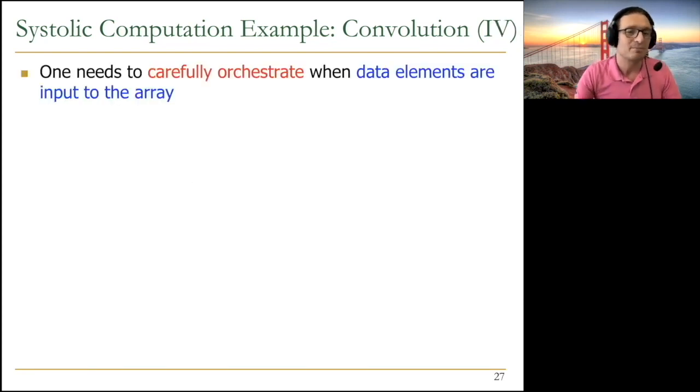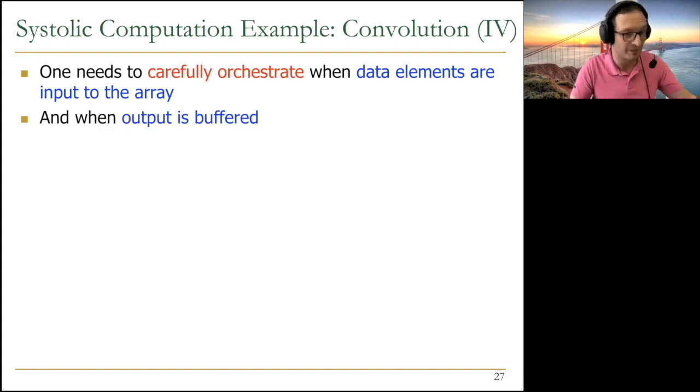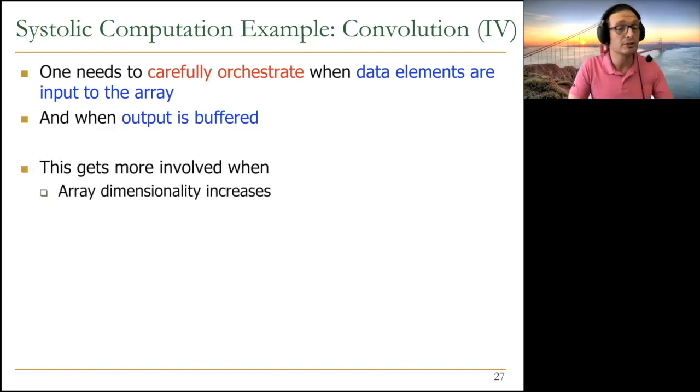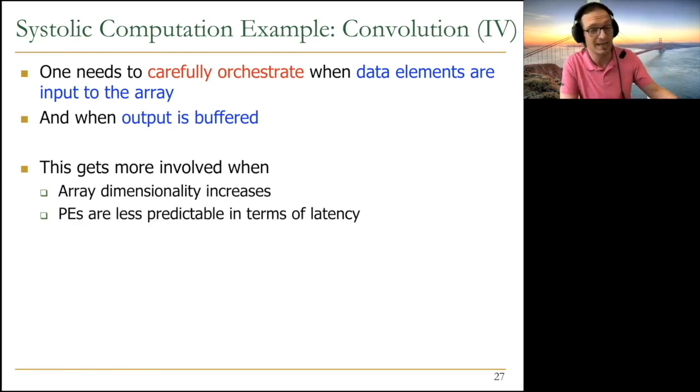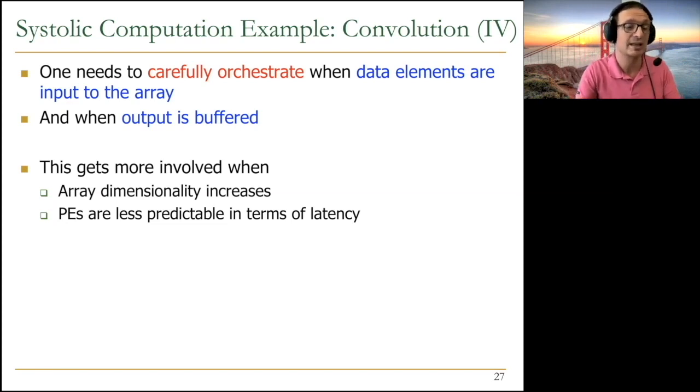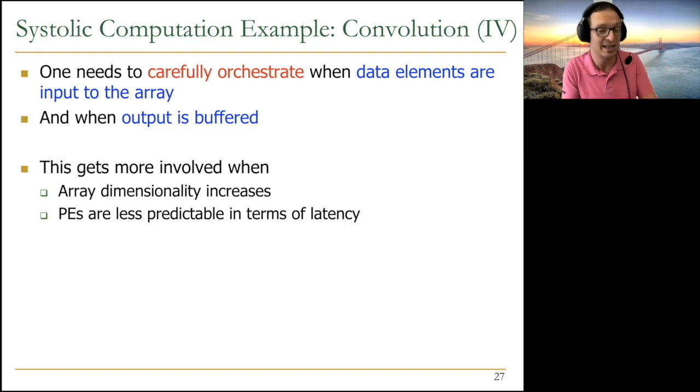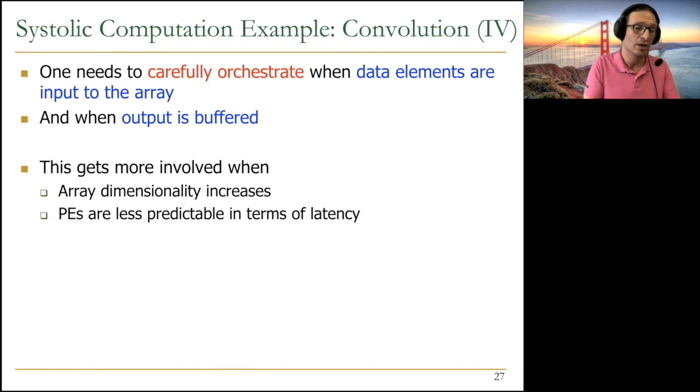Okay, so basically, I think what I'm getting at, again, is that one needs to carefully orchestrate when data elements are input to the array, and one needs to, of course, put the weights carefully as well, and decide when the output is buffered as well. So this gets more involved when array dimensionality increases and processing elements are less predictable in terms of latency. Initially, when convolutional neural networks were designed, they actually had fixed latency. But if you, for example, start adding memory accesses inside the processing elements, then you run into some issues. Usually people don't do that, but there might be some application scenarios where you may actually need to do it.